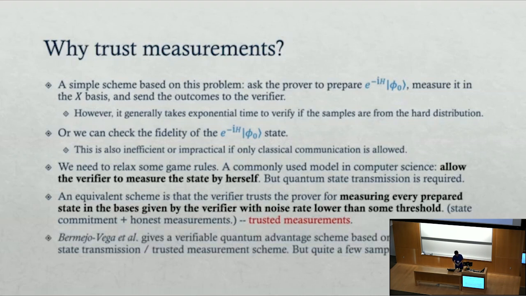So actually, this is not a new scheme, like a new setting, but only a few previous papers have mentioned this explicitly. Actually, this Bermejo-Vega et al. paper has already given a verifiable quantum advantage scheme based on this IQP sampling problem in this state transmission or trusted measurement scheme. But in their protocol, quite a few samples are required. So this is their main drawback.